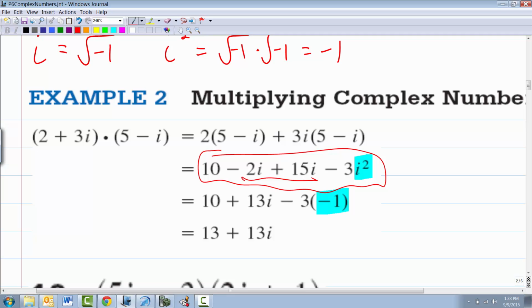But i is not just a variable. i actually is the square root of negative 1. So the problem with it is i squared needs to be simplified to be negative 1, and then you have some more combining of like terms. So take a look at that, and then I am going to go to a group.